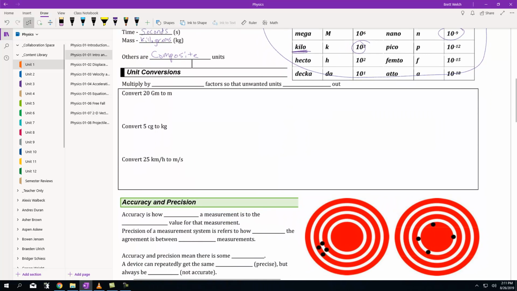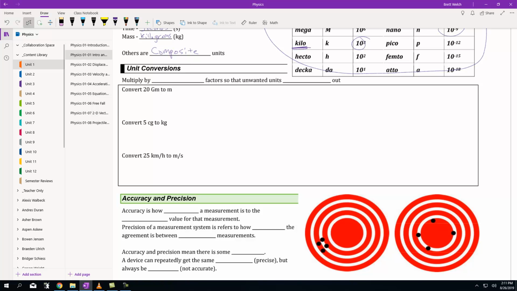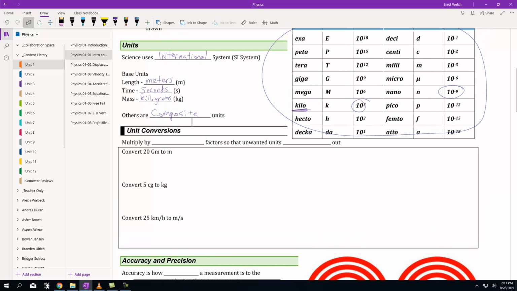So some of the things that we need to do is we need to make some basic conversions. Okay, and so we can notice this big G here, which is convert 20 giga, okay, that's 10 to the ninth, gigameters to regular meters. Converting 5 centigrams to kilograms, and then converting kilometers per hour to meters per second. Those are conversions we want to be able to do.